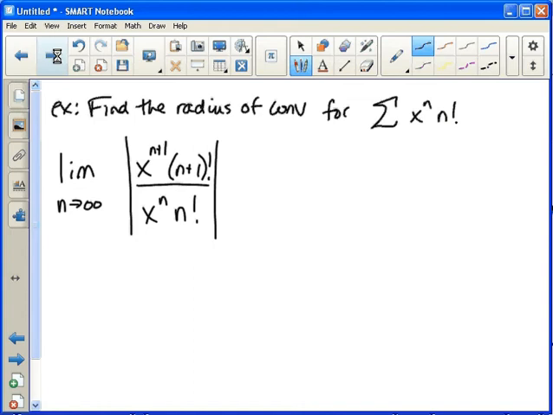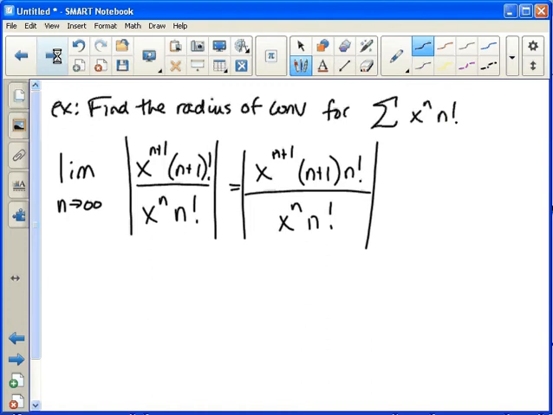Well, that can be rewritten as x to the n plus 1 times n plus 1 times n factorial over x to the n times n factorial. So let's look at what will cancel out. N factorial will cancel, and all the x's will cancel out except for one of them on top. So we end up with just x times n plus 1.